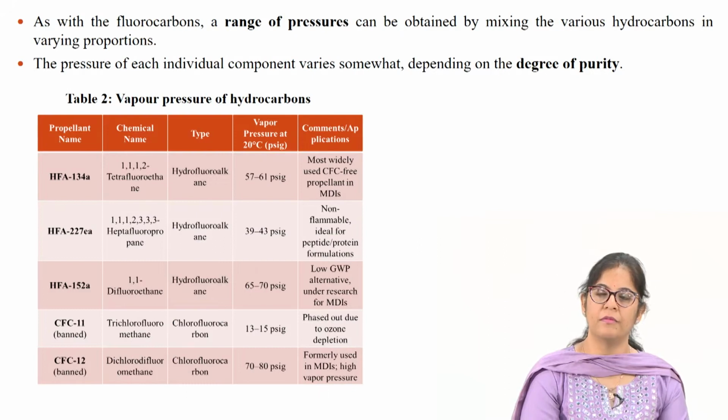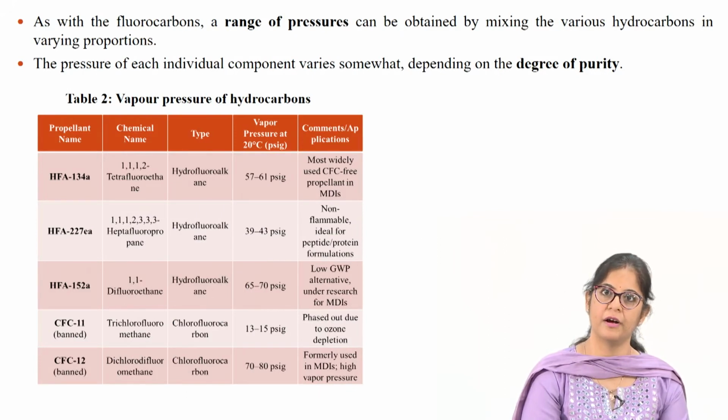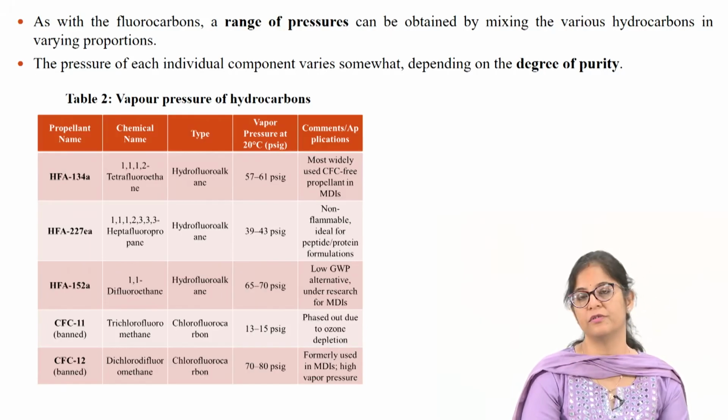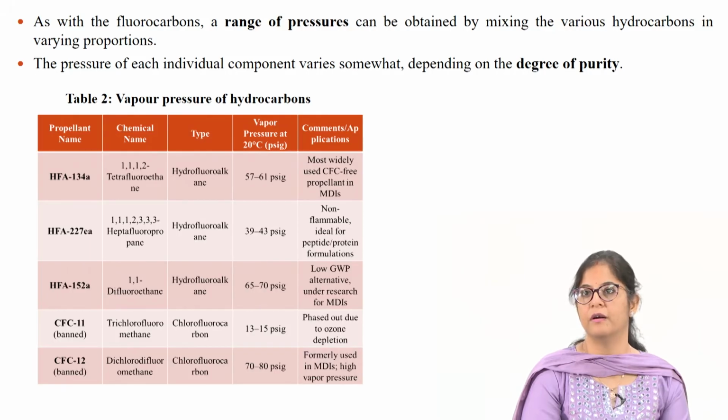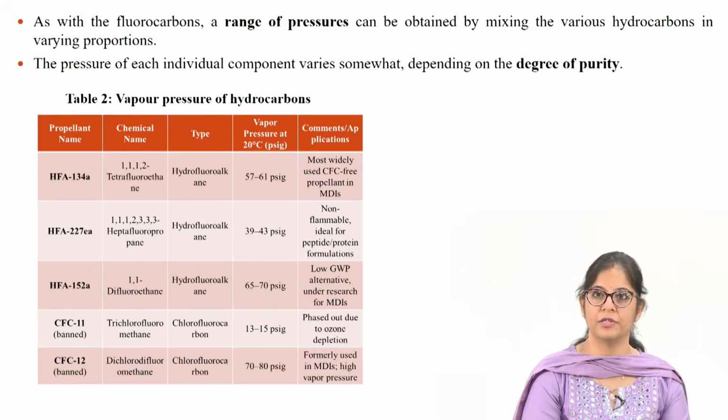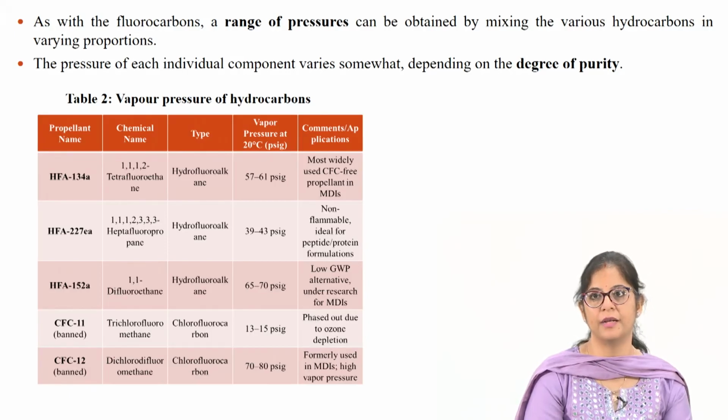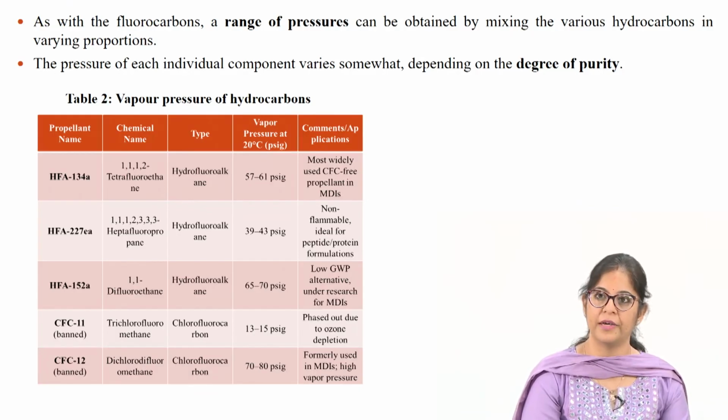As with the fluorocarbons, a range of pressures can be obtained by mixing various hydrocarbons in varying proportions. The pressure of each individual component varies depending upon the degree of purity. So, table 2 gives you the vapor pressure of the hydrocarbons along with their chemical name, type, the vapor pressure which they generate at 20 degrees, and the various applications.